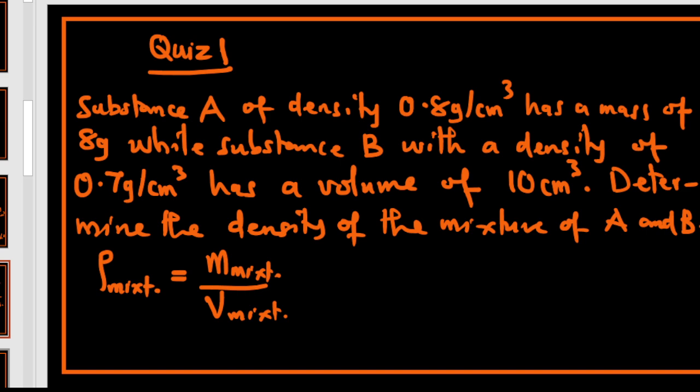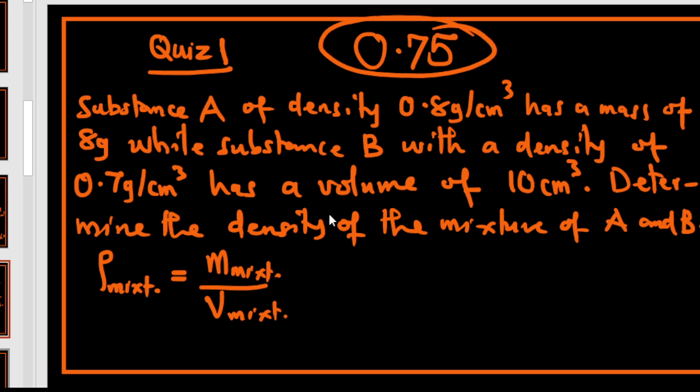Time up. Okay, so the question is asking you to find the density of the mixture. Moise got 0.75 gram per cm cube. Okay, let's check it out. Mass of the mixture is expected to be mass of A plus mass of B. Volume of the mixture is expected to be volume of A plus volume of B.